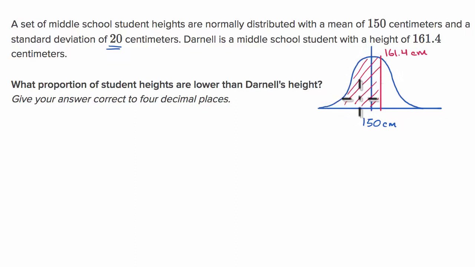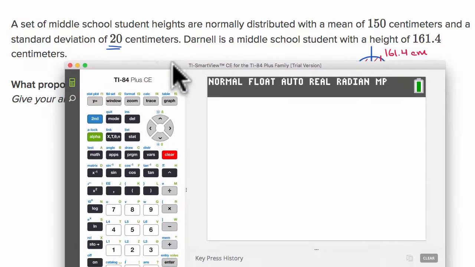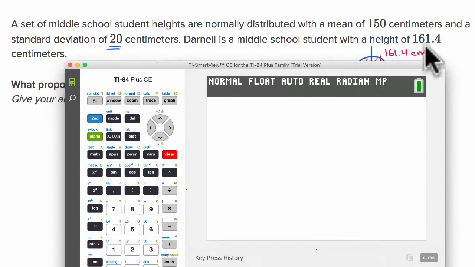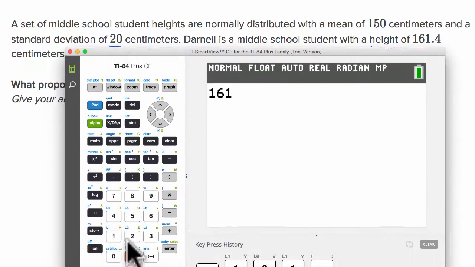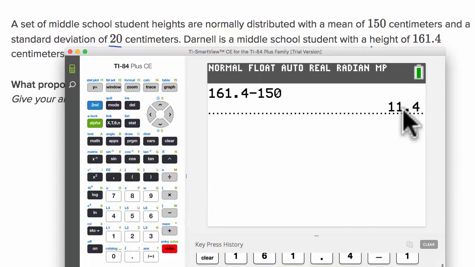So let's do that. I have my TI-84 emulator right over here. Darnell is 161.4 centimeters. 161.4, now the mean is 150. Minus 150 is equal to, we could have done that in our head, 11.4 centimeters. Now, how many standard deviations is that above the mean? Well, they tell us that a standard deviation for this distribution is 20 centimeters. So we'll take 11.4 divided by 20.